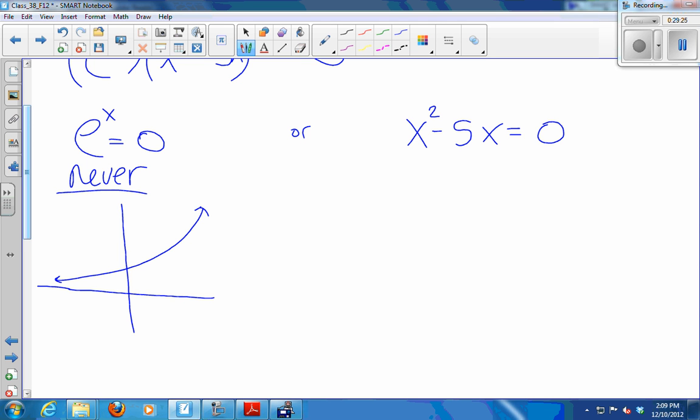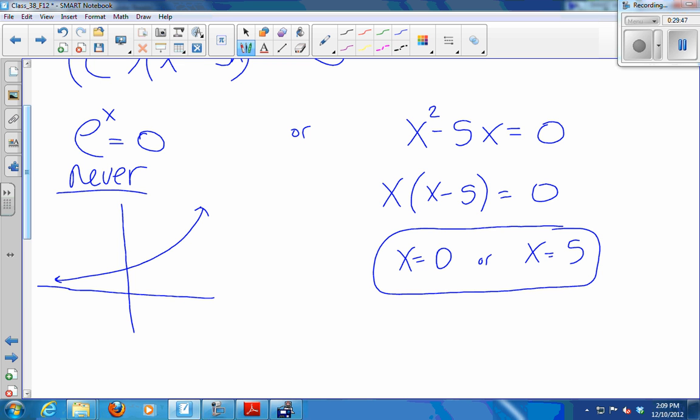So that never happens. Somebody have their hand up? Do you have your hand up? Okay. So that means that this is the only thing that can be 0. So I solve this one by factoring, and I get x equals 0 or x equals 5 as my two solutions.